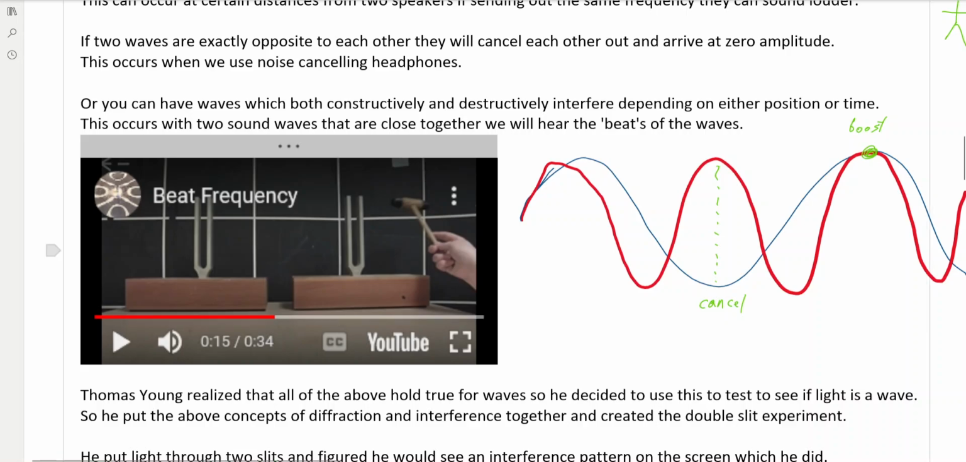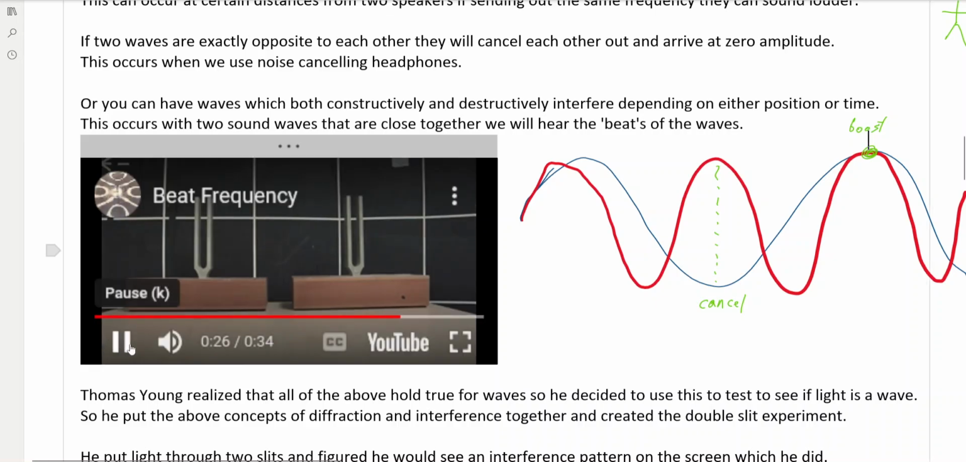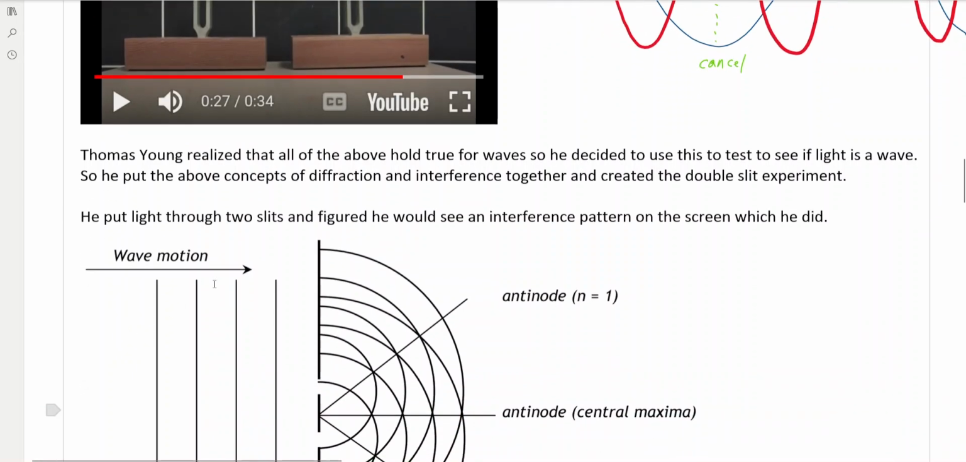But let's continue to listen to this beat. Okay, a pretty cool effect.